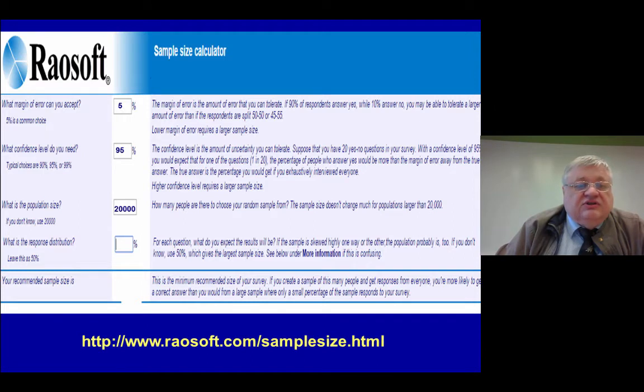What is the response distribution? We really don't know, so 50% or coin toss. And then it calculates for us that the barest minimum we're going to need in our sample size is 377 people. Don't forget that may have to be adjusted depending on what you found from your literature review on things like response rates.